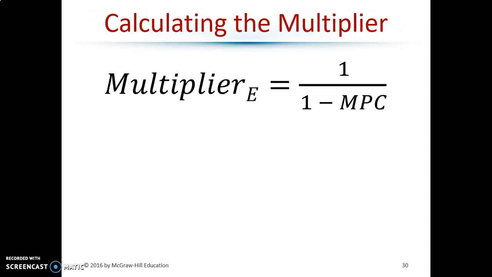The equation for the multiplier, we're not going to go into how this is derived. You have an infinite series basically, and it all converges to this: 1 divided by 1 minus marginal propensity to consume. This is the multiplier. This subscript E here means that it's the expenditure multiplier. We're distinguishing it from other multipliers. We'll get to the other one in a second here, but it's because we have a different equation.